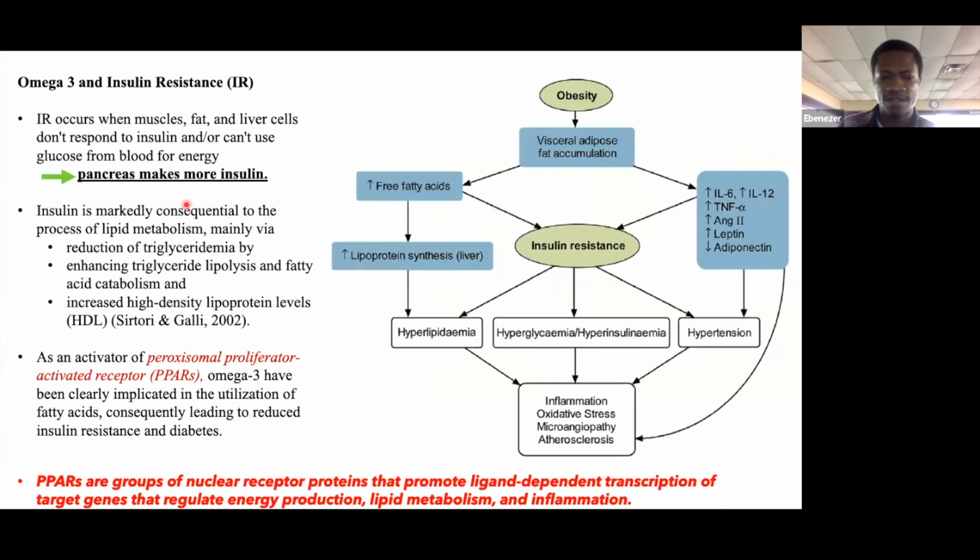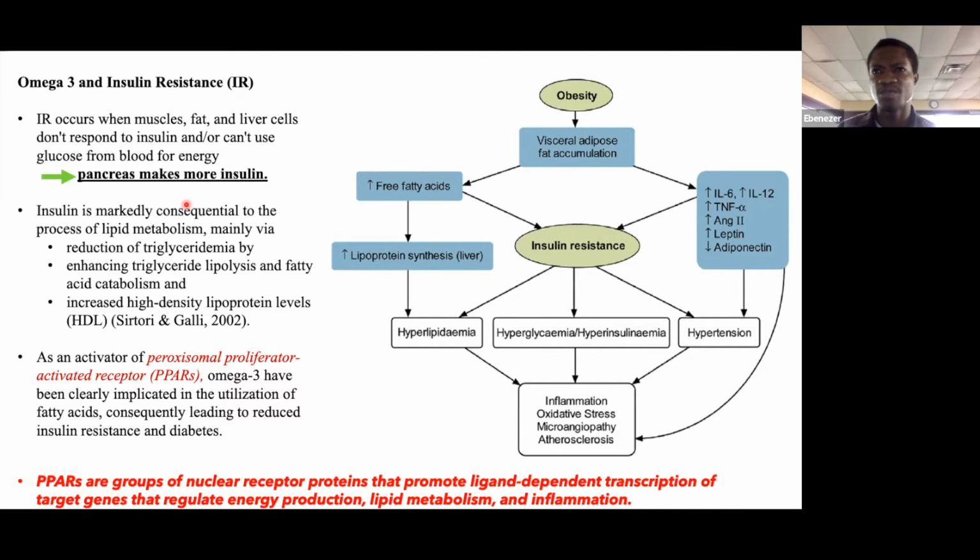So now I want to talk about the reports that have come to play, especially on the relationship between omega-3 and insulin resistance. As I earlier said, insulin resistance is one of the major hallmarks of diabetes, and it occurs when muscle, fat, that is the adipose cells, and liver cells are unable to take up blood sugar again. What happens is this: whenever there is sugar in the bloodstream, the body releases the hormone insulin, which attaches to the insulin receptor of these particular tissues, for instance the muscle, fat and liver cells, to take up the blood sugar.